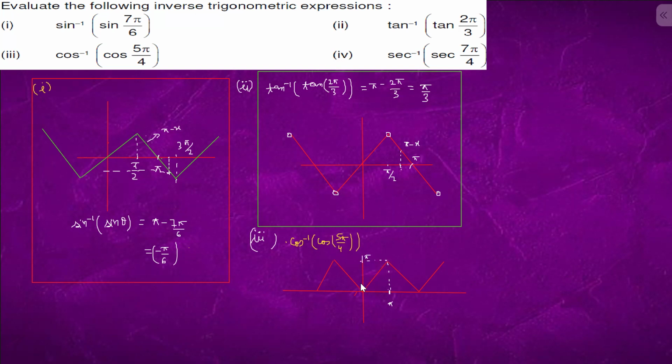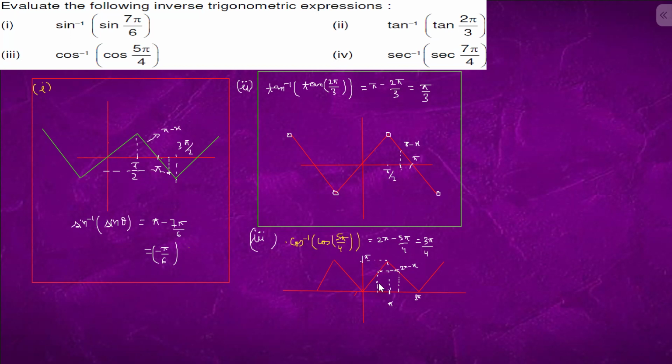We are told cos inverse cos 5 pi by 4, so pi plus pi by 4. This is 2 pi. So this is 2 pi minus x. So theta is 2 pi minus 5 pi by 4, which is 3 pi by 4. This is 3 pi by 4.